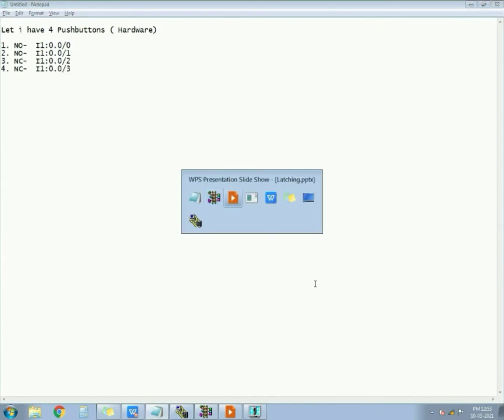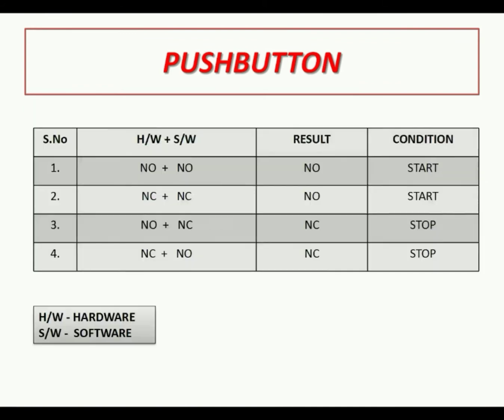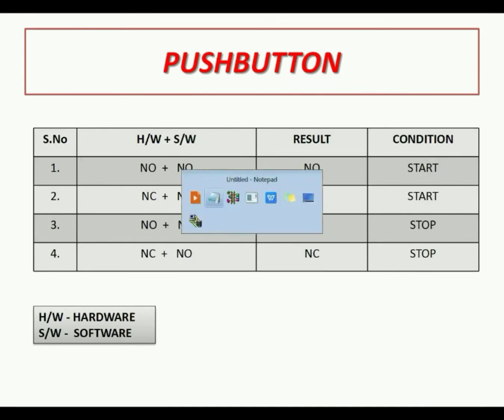That's why you can see this slide. Start in hardware and software is NO, NO, NO, NO, NC, NC, NC, NC. Start is always the same in hardware and software, and stop is always different: NO, NC, NC, NO, NO, NC, NC, NO. If the hardware is NO, then I have to take NC in stop. If hardware is NC, then I have to take NO in stop. So I have to take the opposite in the program. Understood?